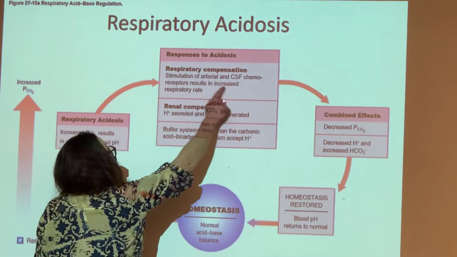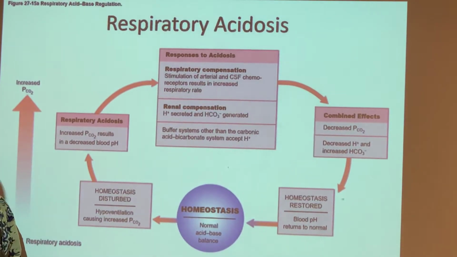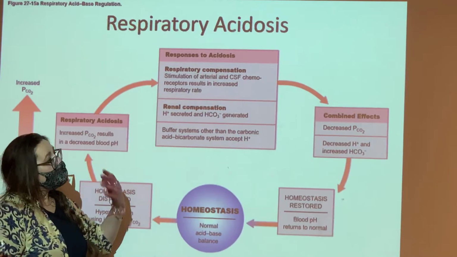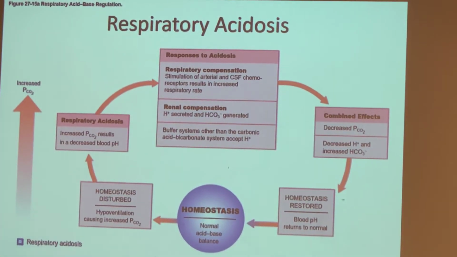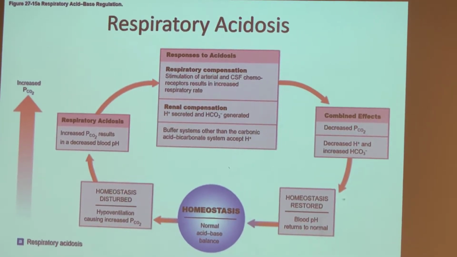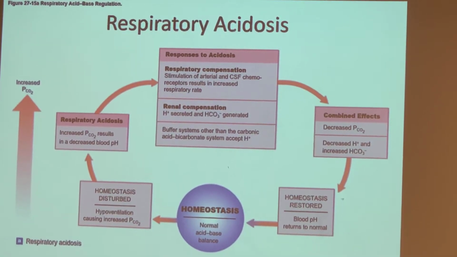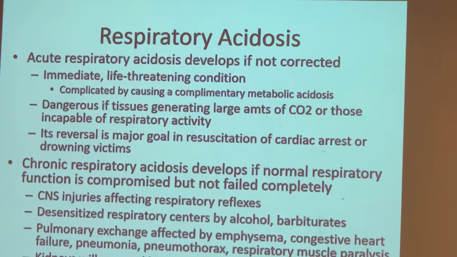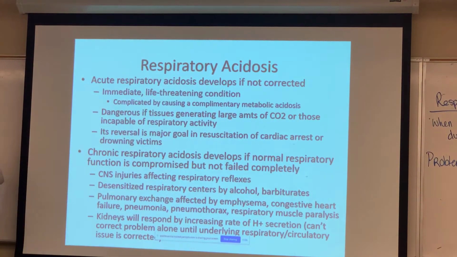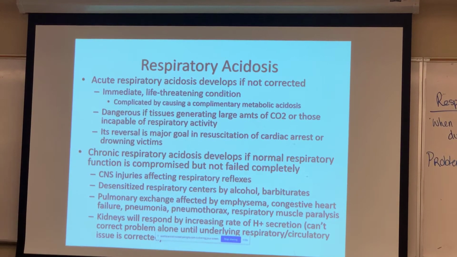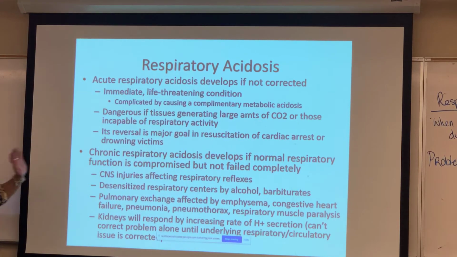If the respiratory reflex doesn't work and we can't increase respiratory rate, then we're essentially relying on the kidneys to do all the work. And that will work for short periods of time, but it's not going to do the job for long periods of time. All right, respiratory acidosis. If you have acute respiratory acidosis that's not corrected, that is a life-threatening condition, okay? That can wipe you out pretty quickly, okay?